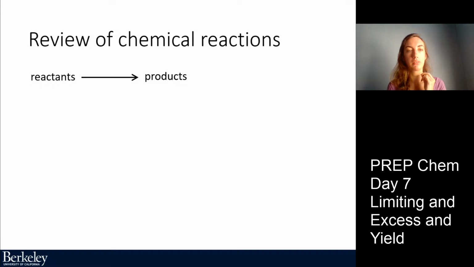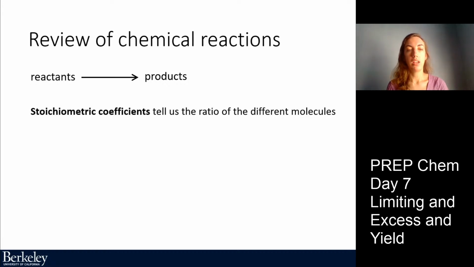So we write chemical reactions as reactants with an arrow going to products. And then stoichiometric coefficients, which we get by balancing our reaction, tell us the ratio of the different molecules. So if we have like 2A plus B goes to C, I don't think we've shown you a reaction that looks like this before. So you'll see this a lot, especially in engineering classes.